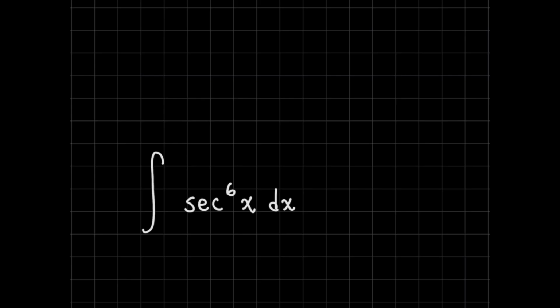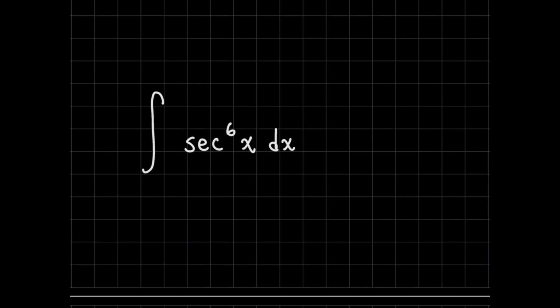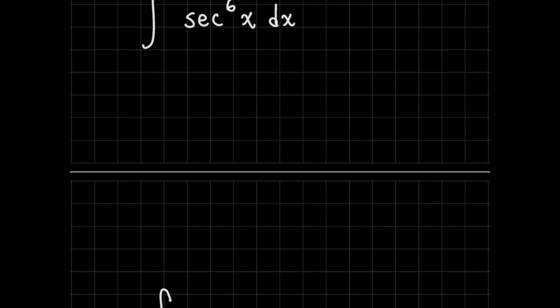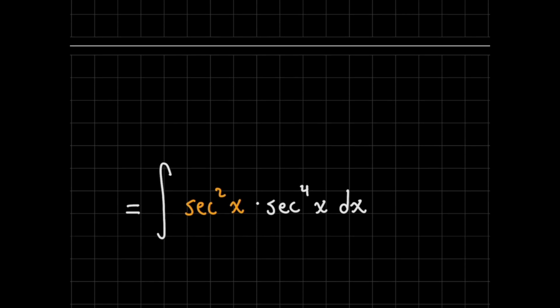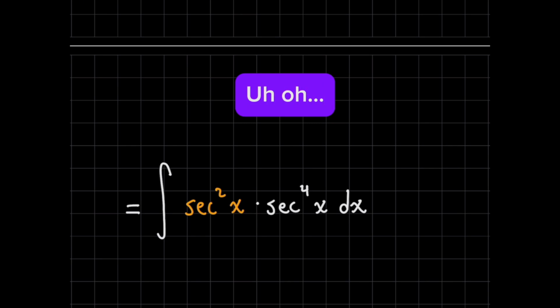However, we have this larger power here, but it's okay because we can actually use a trick where we imagine that secant to the sixth of x is a product of two simple trigonometric terms that are easier to work with. So now we have this secant squared of x on the left, but what do we do with this secant to the fourth of x on the right here? Leave a comment if you see it.